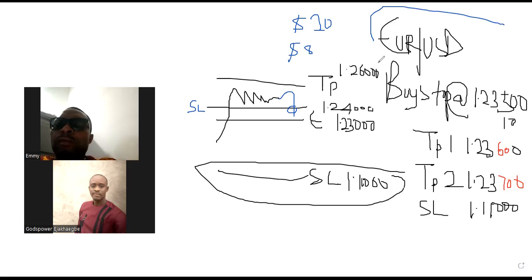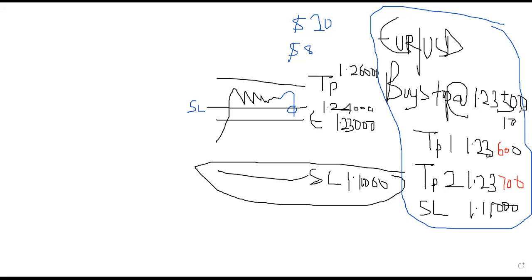Now look at this class. Let's say I have a signal here, and this is my signal: EUR/USD, buy stop at 1.23500. Take profit 1 is 1.23600, take profit 2 is 1.23700. Then let's say probably my stop loss is 1.11000. So what I'll do is I'll just come here and draw.